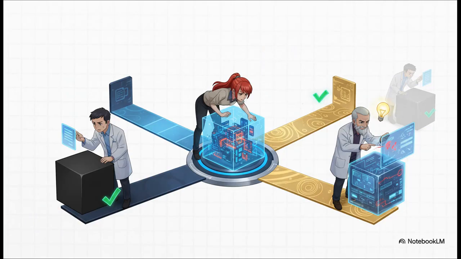The ISTQB breaks these techniques down into 3 main categories, and it's all about where you get your information. You've got specification-based, which we call black box, then there's structure-based or white box, and finally, you've got experience-based techniques. Think of it like this. Black box looks at the system from the outside, white box looks at the code on the inside, and experience-based, well, that comes from your own brain and gut feel.